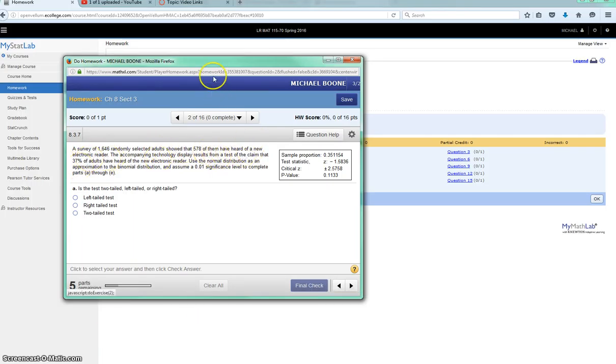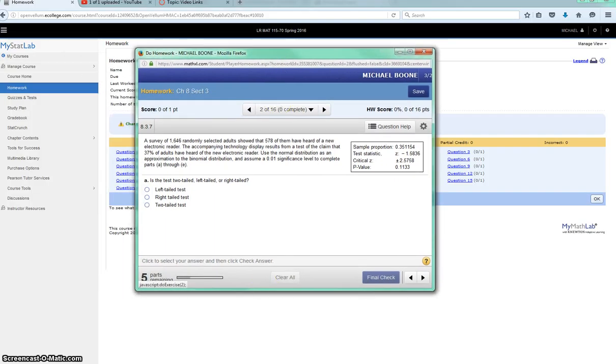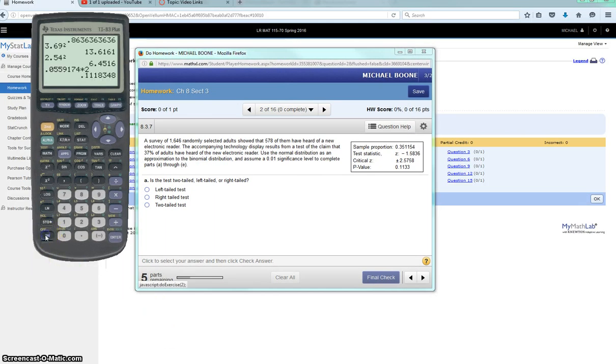So that's kind of where we get a proportion. Let's look at this just to see where they're getting some of their numbers. 578 divided by 1646. So that's 0.351154, the sample proportion.